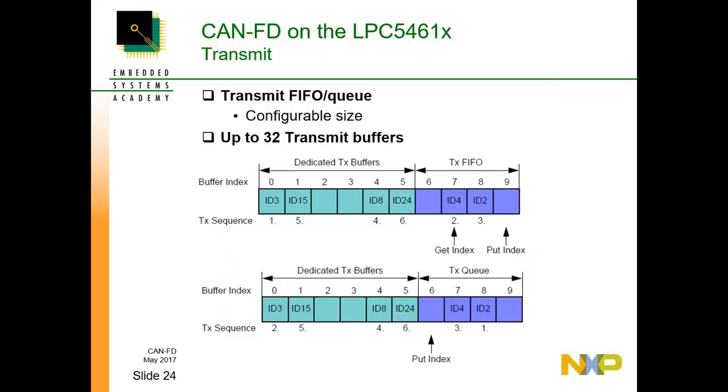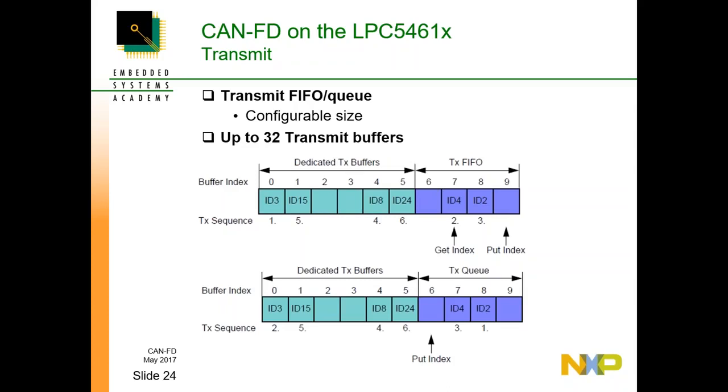32 transmit buffers are provided. Some of these buffers can be allocated to a transmit FIFO or a transmit queue. It's possible to have 32 transmit buffers and no FIFO or queue, or you can have no transmit buffers and a FIFO or queue with 32 messages, or anywhere in between. So you can take the 32 message buffers and decide how much is dedicated and how much is in a FIFO or a queue.